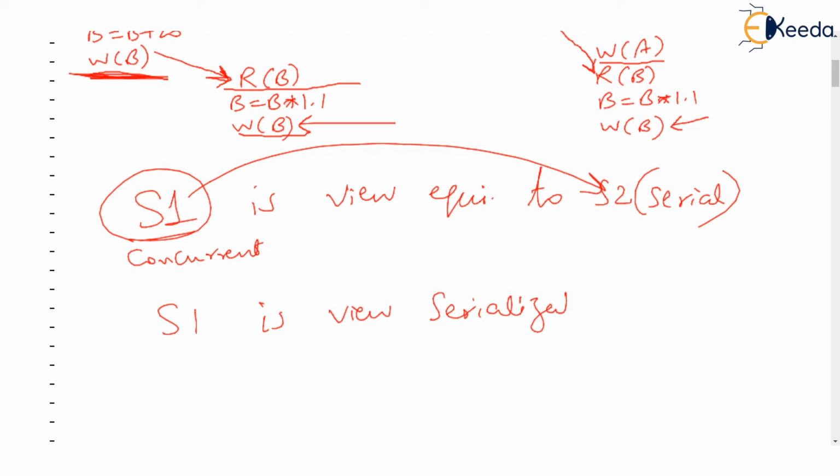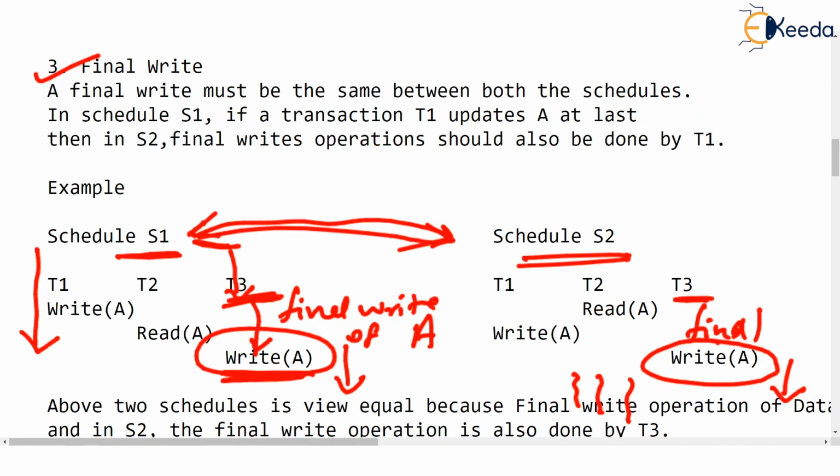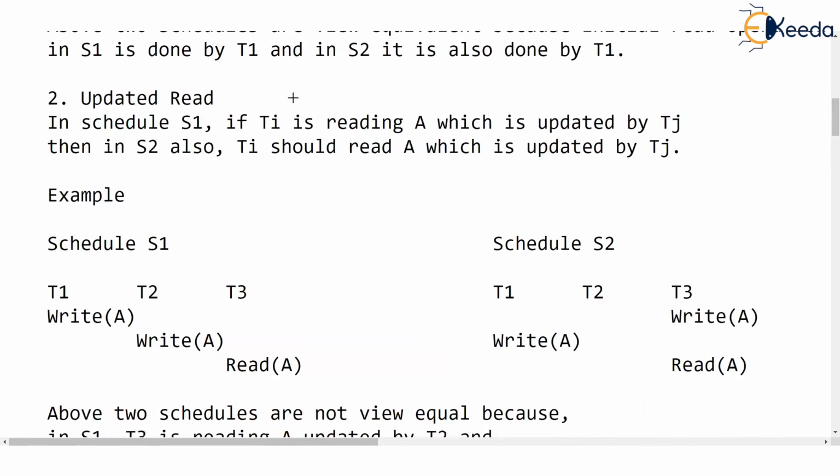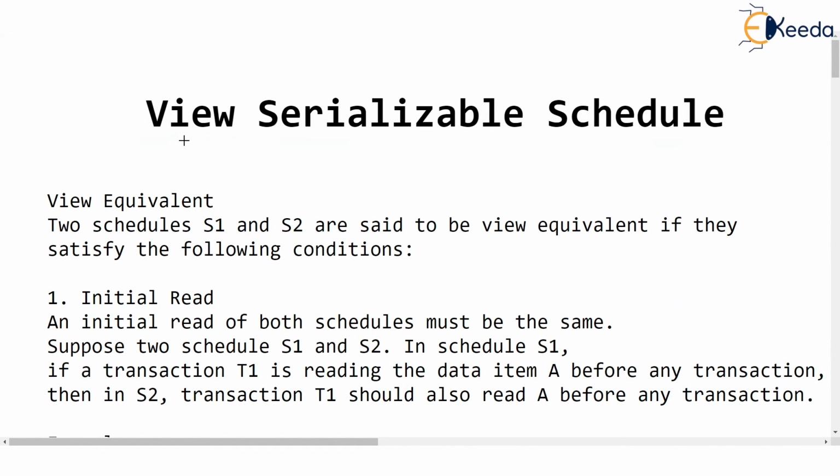So if you are asked, what do you mean by view serializable schedule? Your answer should be that the schedule should be view equivalent to some serial schedule. If it is view equivalent to some serial schedule, then that schedule S1 is called view serializable. I hope you have understood all three conditions and also a very important term, what you mean by view serializable schedule. Okay. In the next videos, we will take more such examples and try to find out whether a given schedule is view serializable or not. Thank you very much.